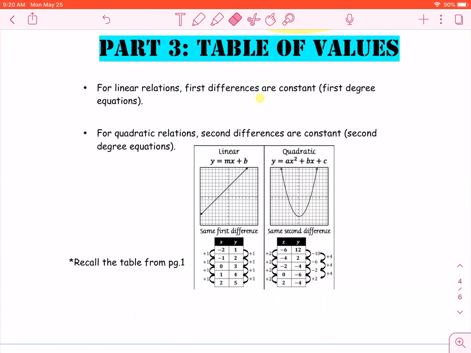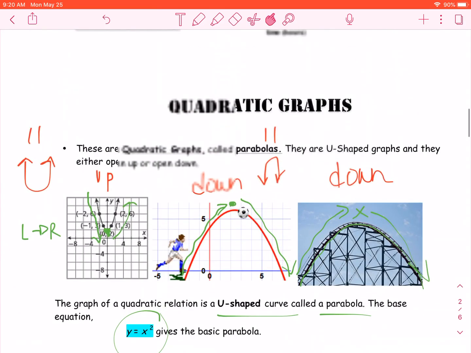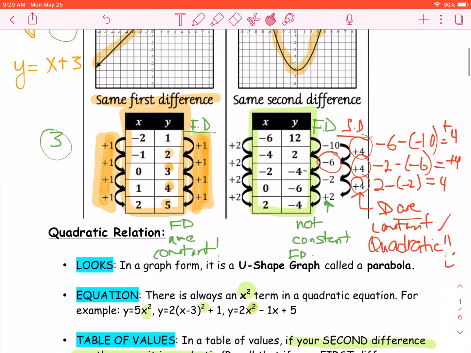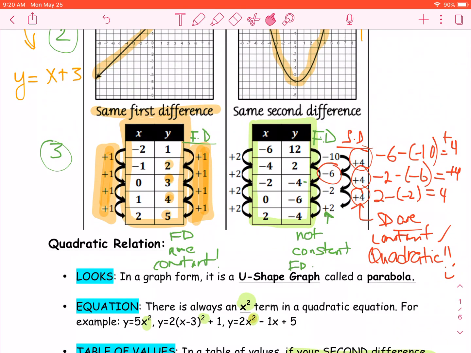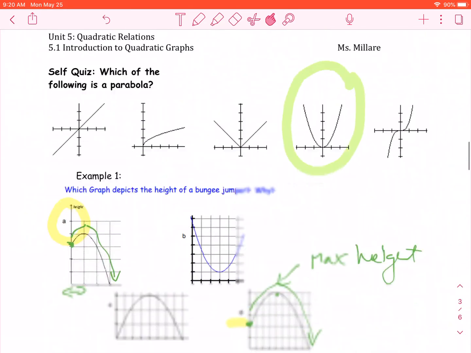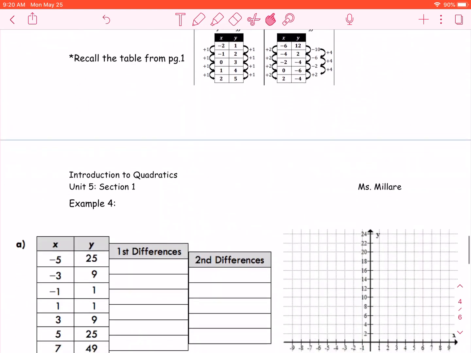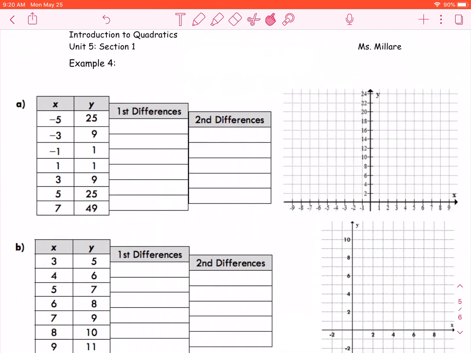Okay, so now we'll talk about the table of values. Now, I actually went into quite some detail in the above page, when we were looking up here at what same first differences and what same second differences actually means. But let's do an example to see what that actually looks like if we were doing it from scratch.